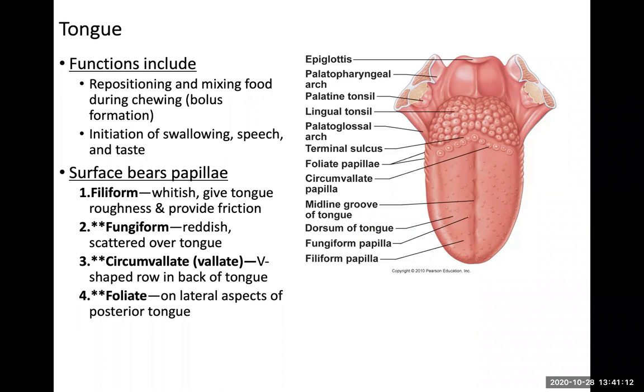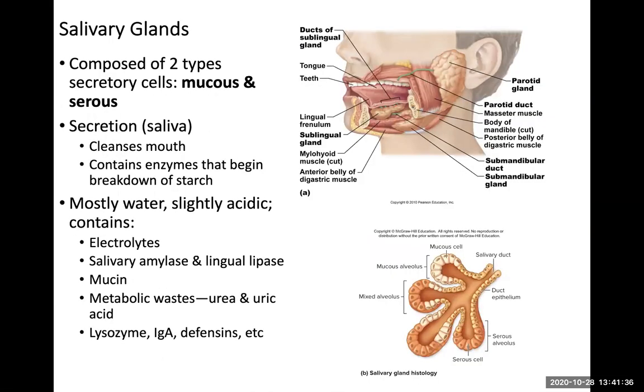Circumvallate are the larger papillae, as you can see in this picture, that tend to be back toward the posterior aspect of the tongue. And then the foliate papillae you find, as you can see here, typically on the medial and lateral aspects of the tongue. And the fungiform, circumvallate, and foliate all, for the most part, contain taste receptors.